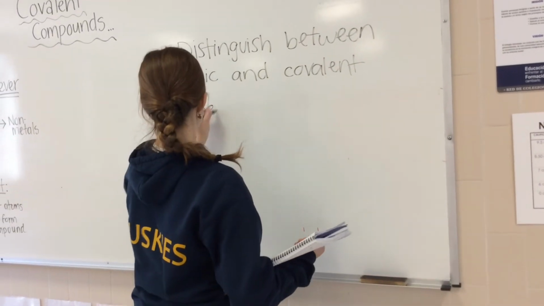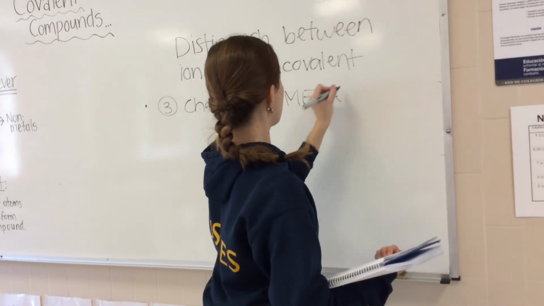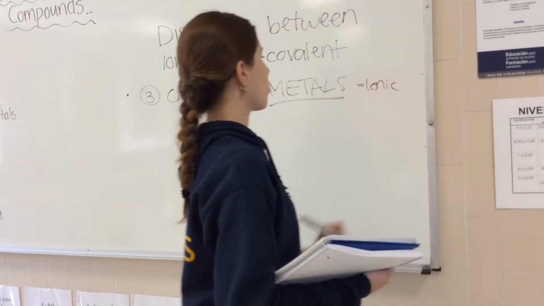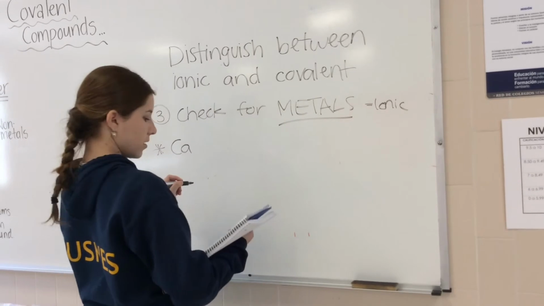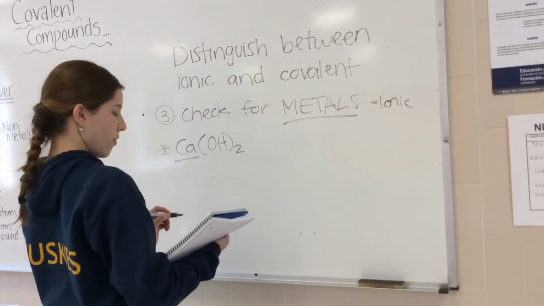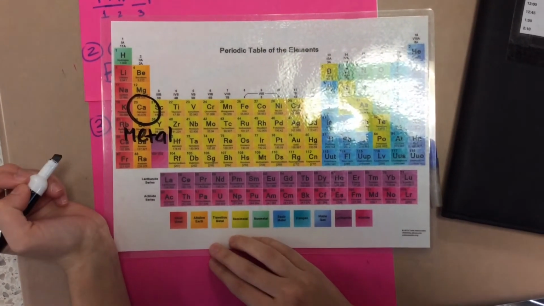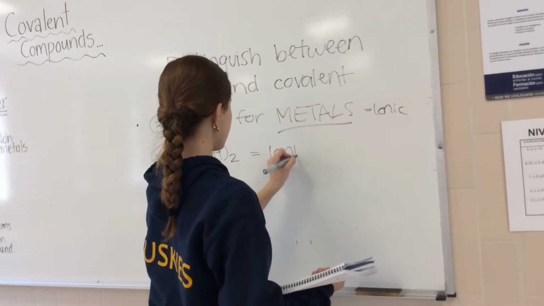Finally, you need to check for metals, and if it has a metal, it will be an ionic compound. So here's an example. Calcium dihydroxide. As you can see in the table, calcium is a metal, so it will be an ionic compound.